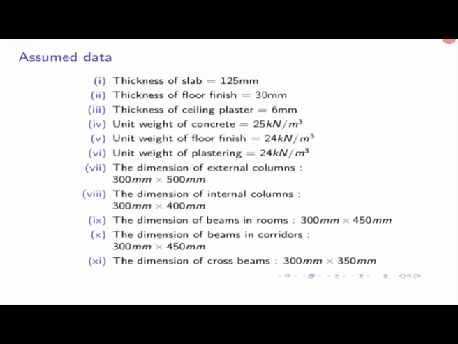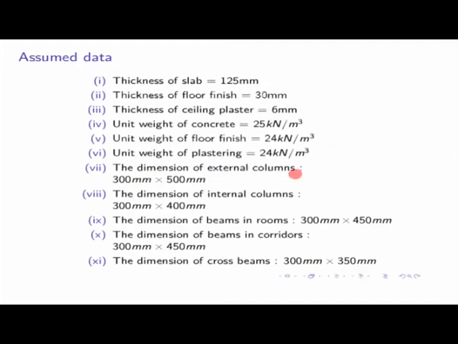Now let us assume something, because as I have told you, I have to calculate the load, but if I do not know the thickness of the slab, I shall not be able to calculate. So how shall we get it? You have to assume certain data. So thickness of slab 125 millimeter, thickness of floor finish 30 millimeter, thickness of ceiling plaster say 6 millimeter, unit weight of concrete 25 kilonewton per meter cube, unit weight of floor finish 24 kilonewton per meter cube, unit weight of plastering 24 kilonewton per meter cube.